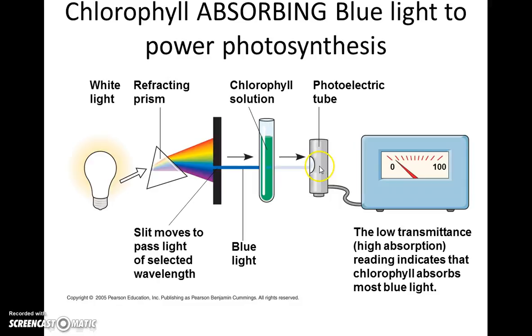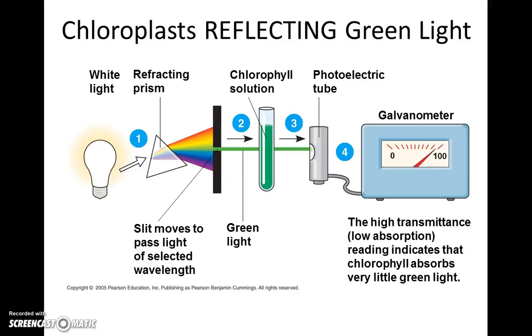And then this is just kind of a detector that can detect how much of it is coming through. Okay? And that indicates that the chlorophyll is absorbing a lot of that blue. So this is the best word to use in this scenario. It is absorbing the blue wavelength. Okay? It absorbs blue light.